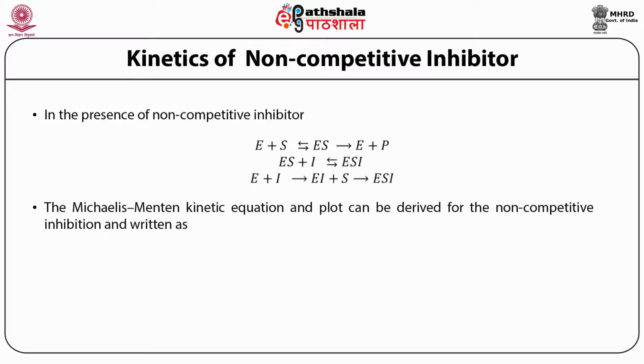The Michaelis-Menten equation and plot can also be derived for a non-competitive inhibitor. You can see the enzyme combined with the substrate producing ES complex. Enzyme can combine with the inhibitor producing EI complex. If ES complex is there, it will bind to the inhibitor. If EI complex is there, it will bind to the substrate, and finally it will produce ESI complex. And the ES complex which does not combine with the inhibitor is going to form products.